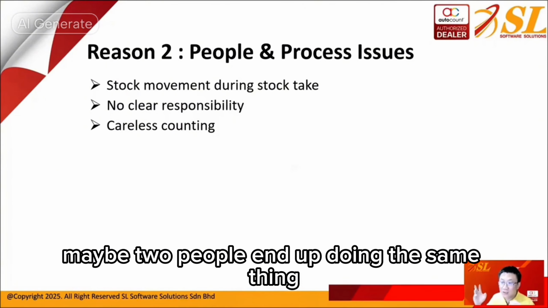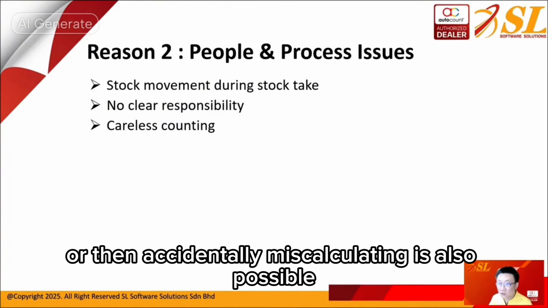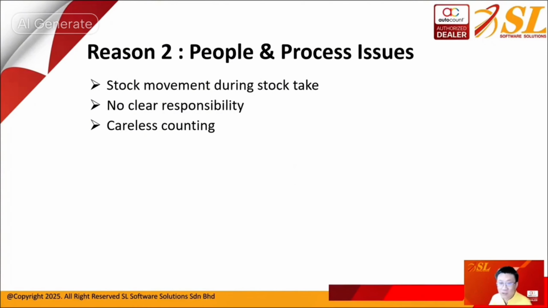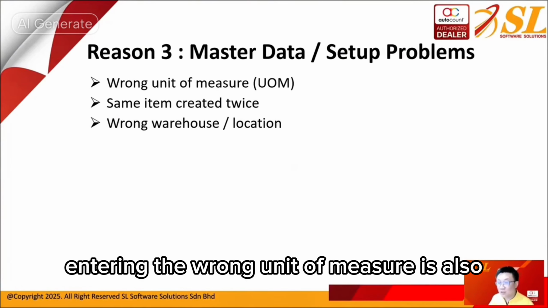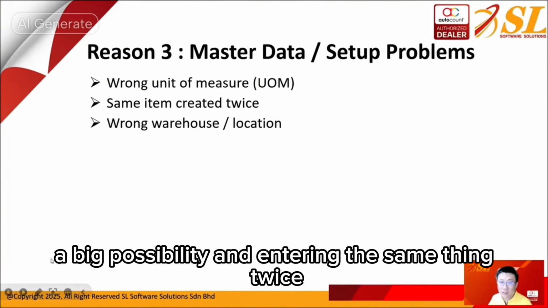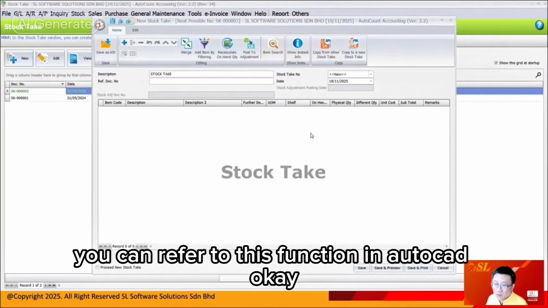Okay, maybe 2 people end up doing the same thing, printing 2 Excel sheets, causing everyone to be confused. Then accidentally miscalculating is also possible. Sometimes carelessness can lead to miscalculations as well. Then when entering into AutoCAD, entering the wrong unit of measure is also a big possibility, and entering the same thing twice, you can refer to this function in AutoCAD.